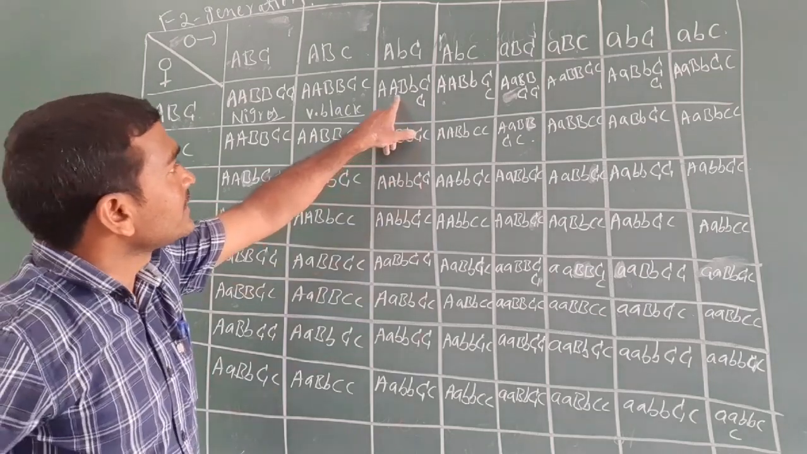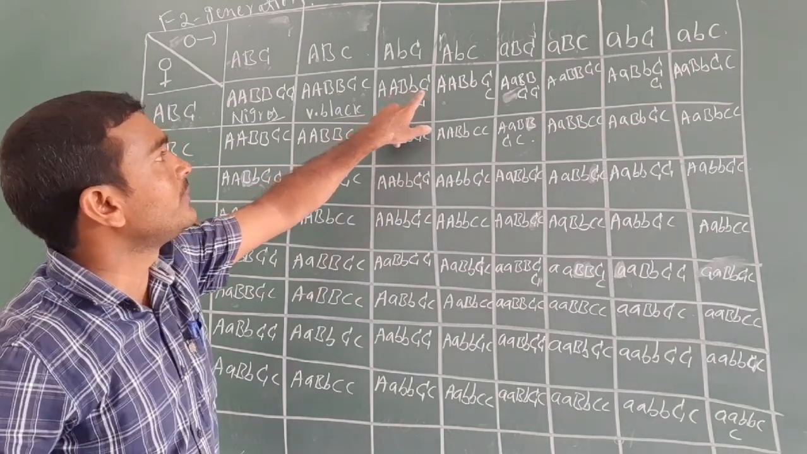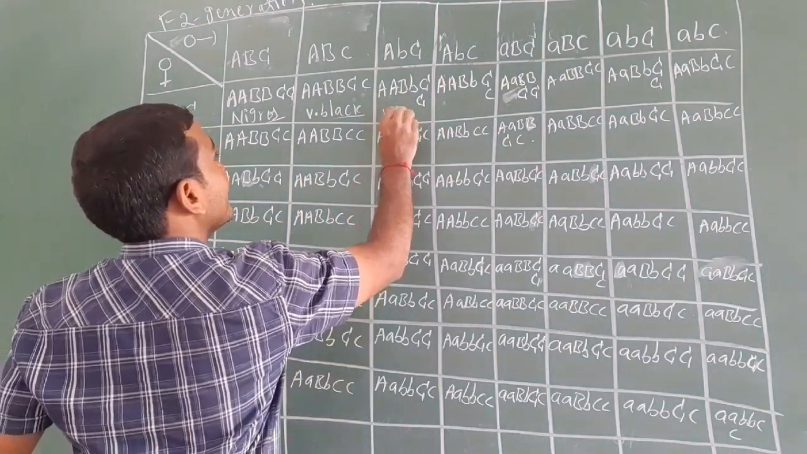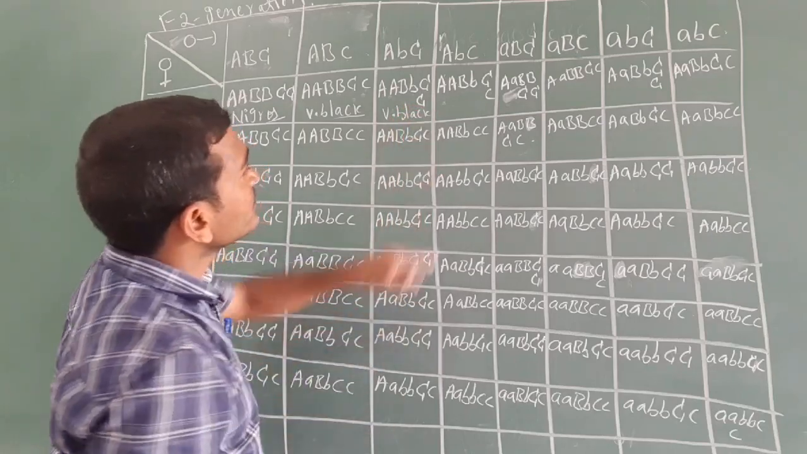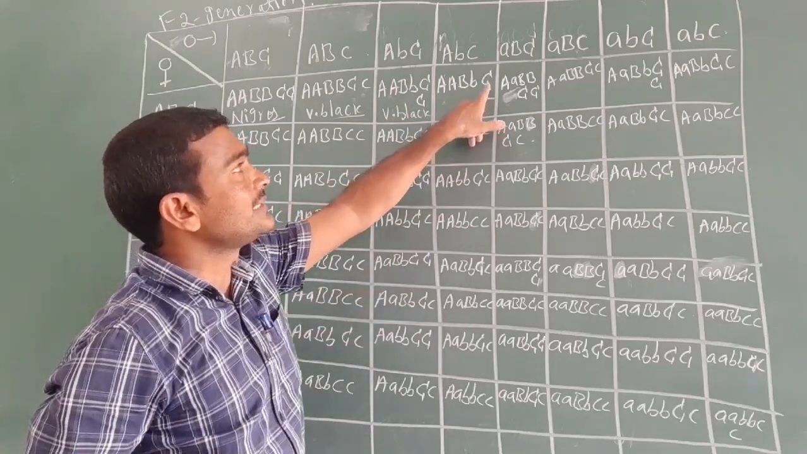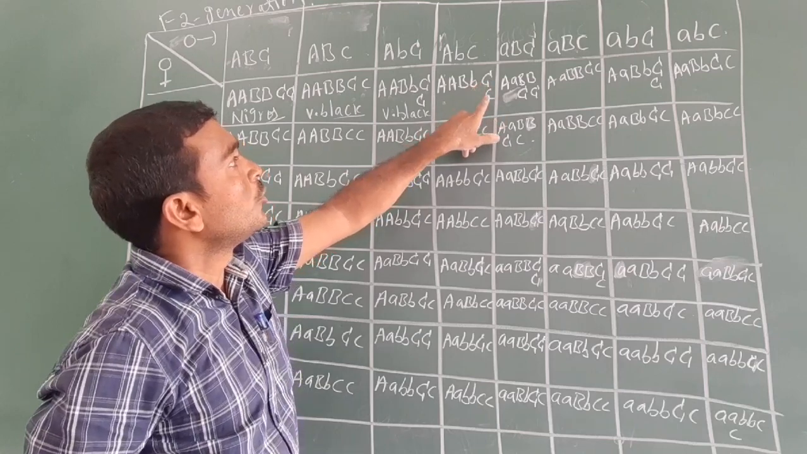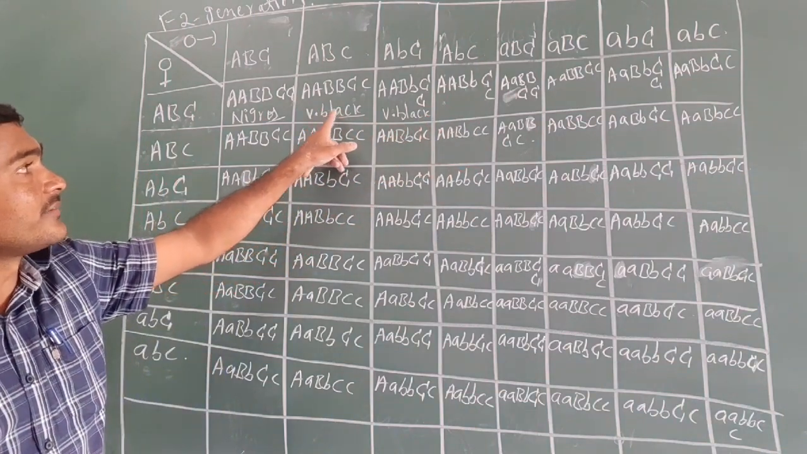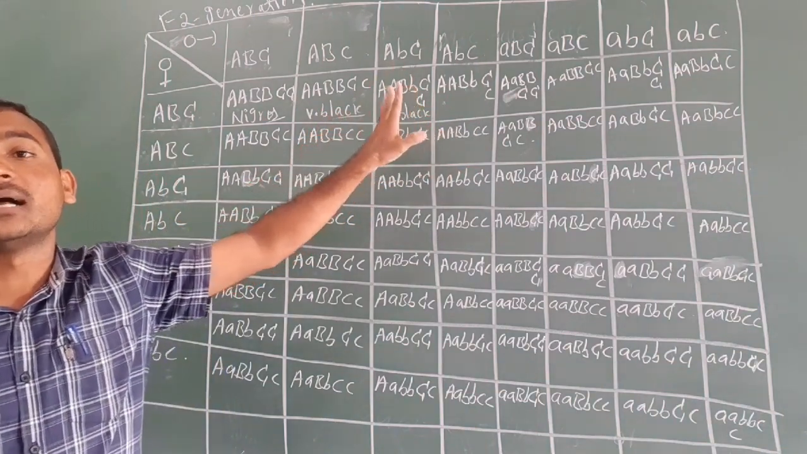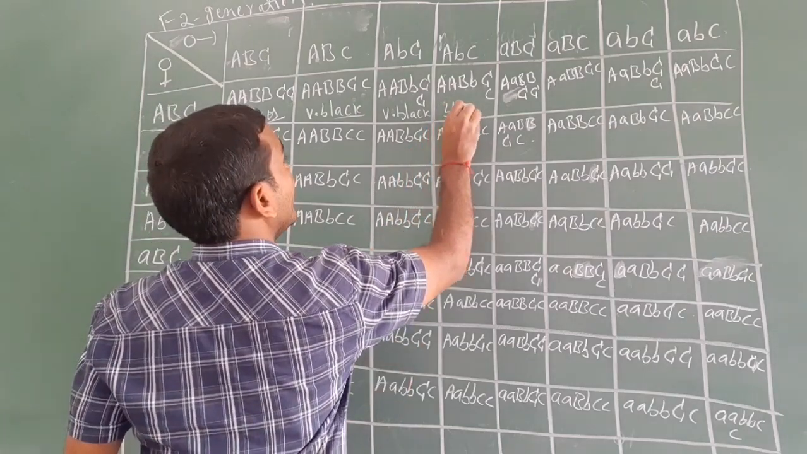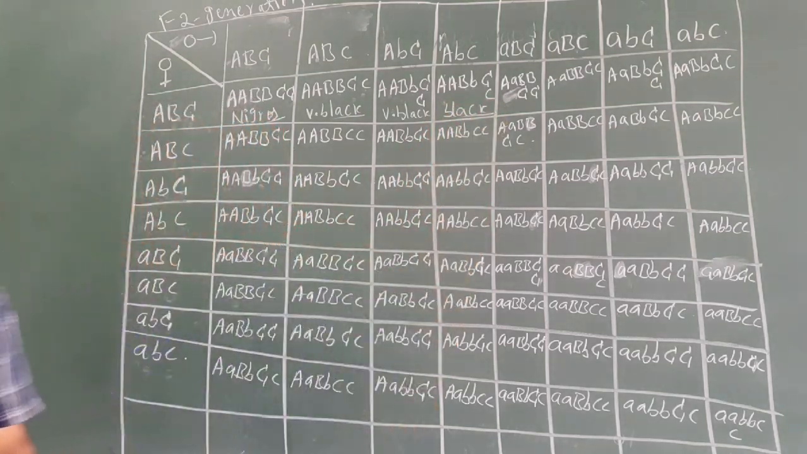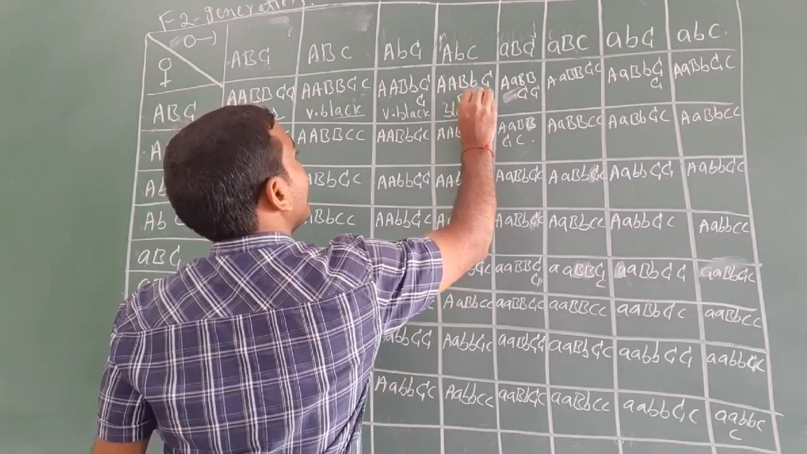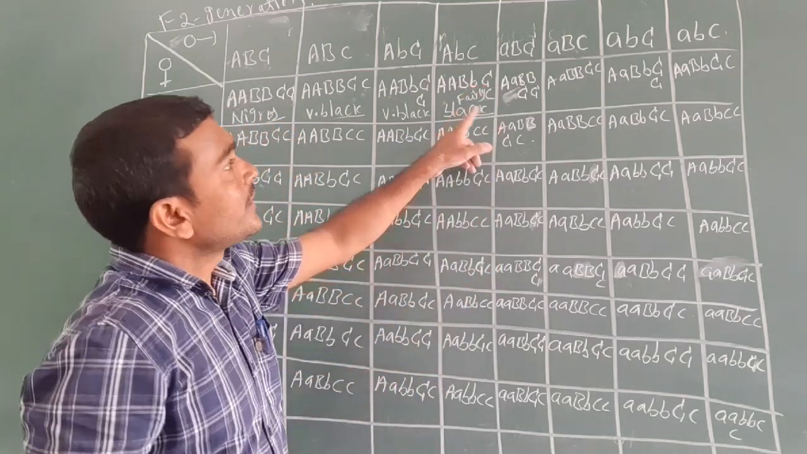For example, here also: capital A, capital B, small b, capital C, capital C. Only one small letter is there, so it is also very black. Then now see here, capital C, small c, capital C, small b. Only two are there. When only one small letter is there, very black. When only two are there, we call that fairly black.